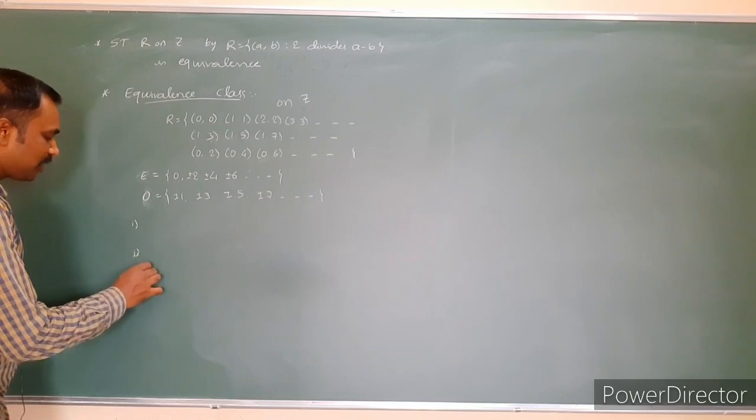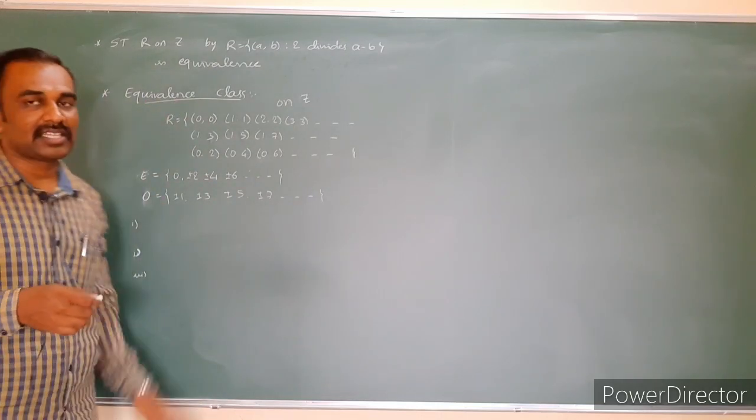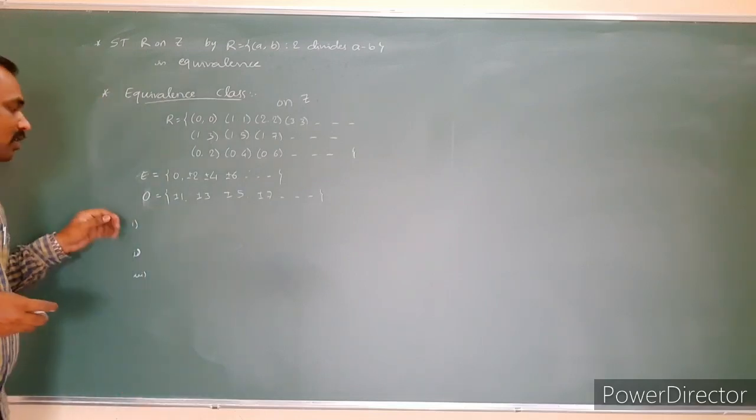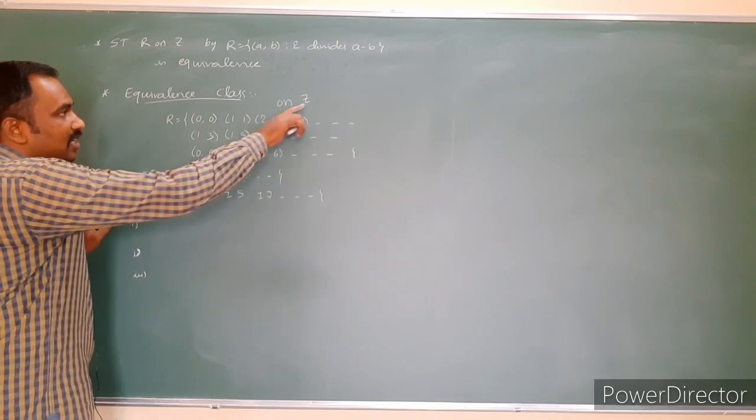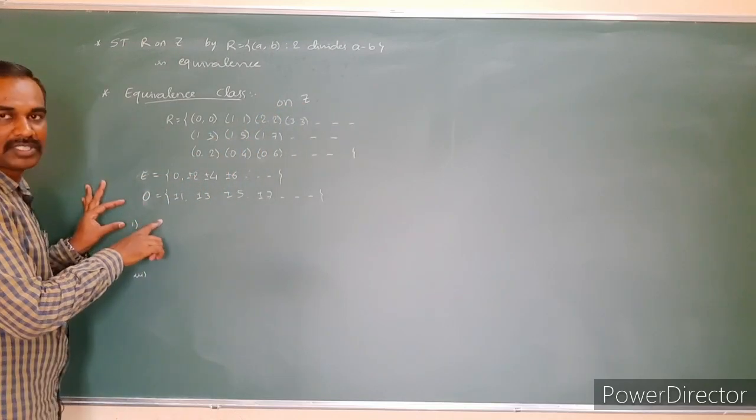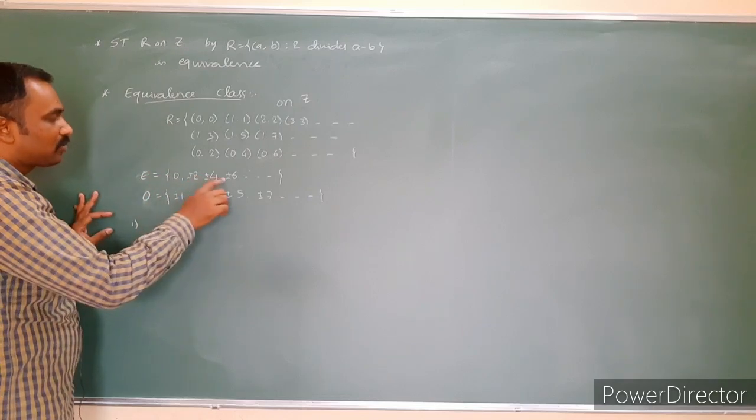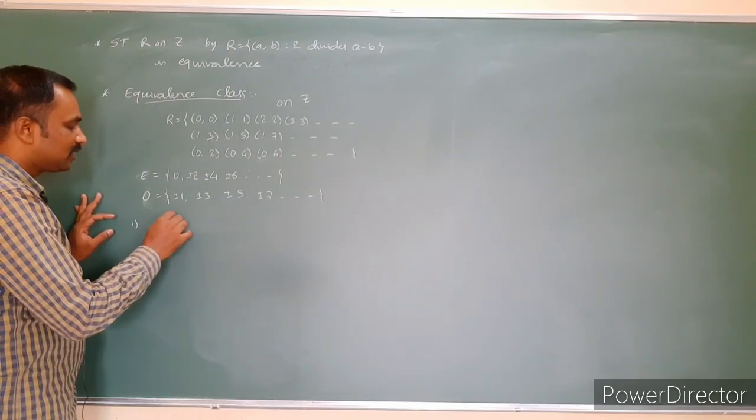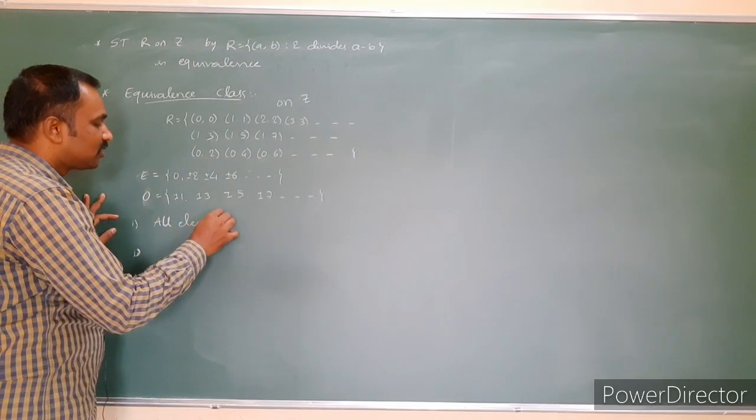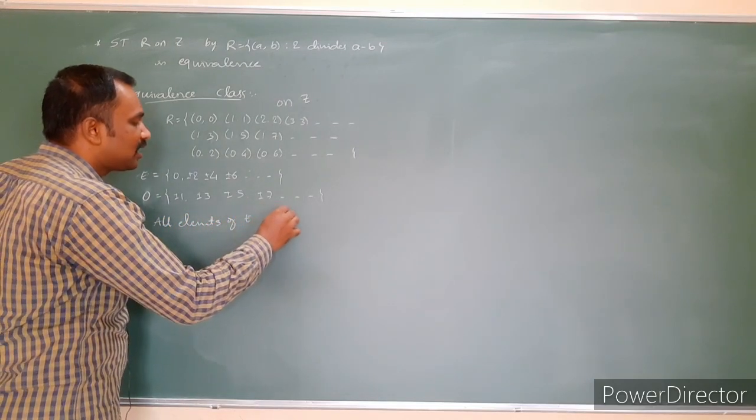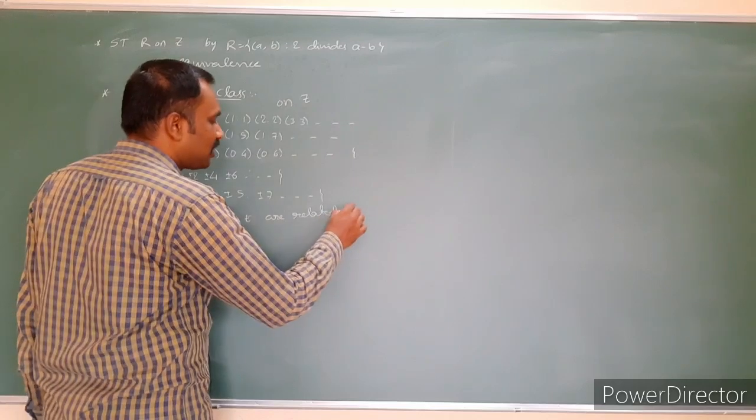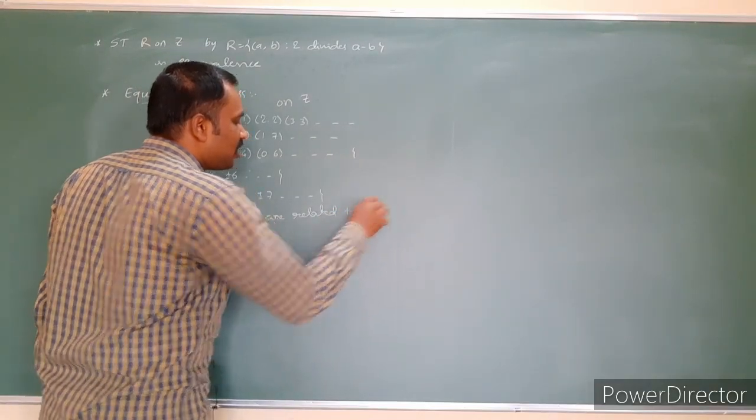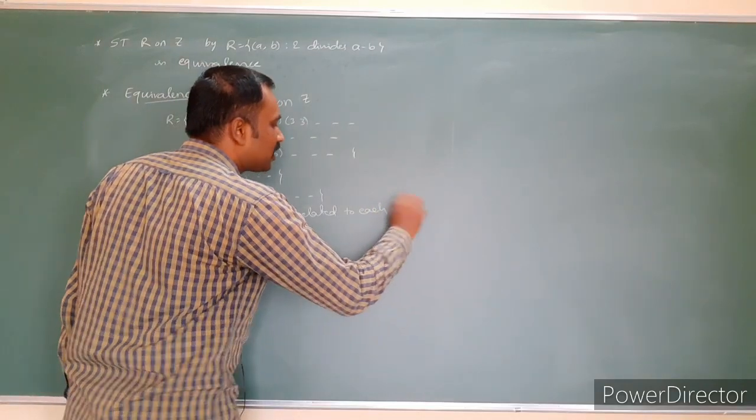What are the three conditions we need to observe to study the equivalence class? The first condition: here I divided the whole integer set into subsets, and all the elements of the set E are related to each other. Similarly, all the elements of the set O are related to each other.